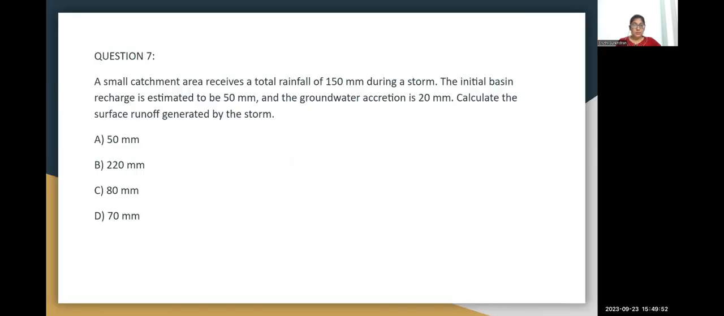Okay, so now we'll discuss some questions that I thought would require some discussion, for assignment 7. So here a small catchment area is receiving a total rainfall of 150 mm during a storm. The initial recharge is 50 mm. Groundwater accretion is 20 mm. What is the surface runoff generated by the storm?